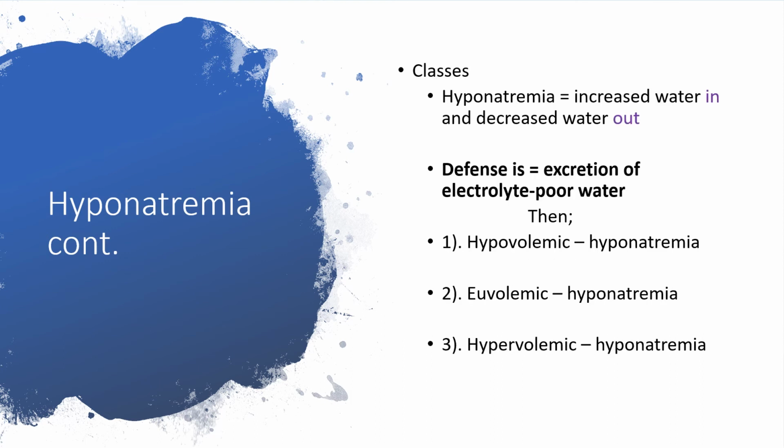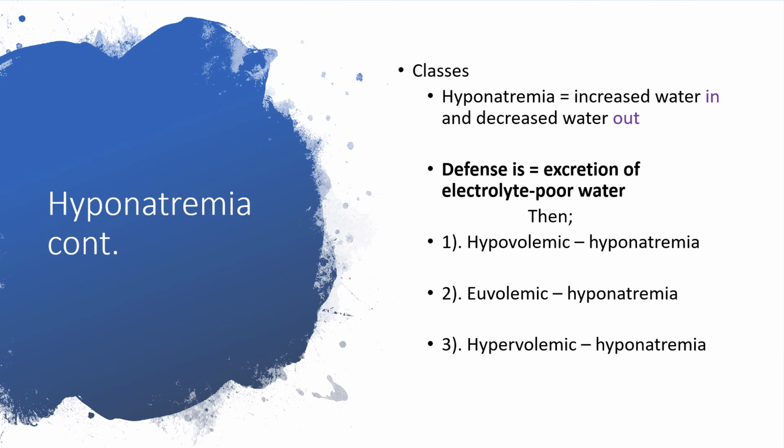Okay, what are the classes of hyponatremia? Already we have a problem, right? With increased water in and decreased water out, leading to dilution. The difference here is that we have to excrete water without electrolyte. In other words, excretion of electrolyte-poor water, so as to keep more electrolyte in the system and send out more water.